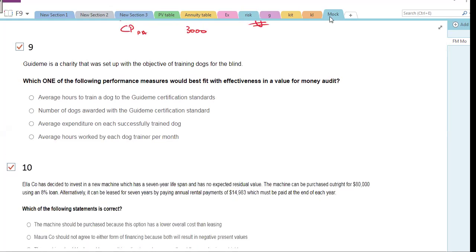Pause the video. So which one of the following performance measures would best fit with effectiveness in the value for money audit? Now, effectiveness, you need to understand, first of all, what is effectiveness? Effectiveness is about your target, when the target is achieved.